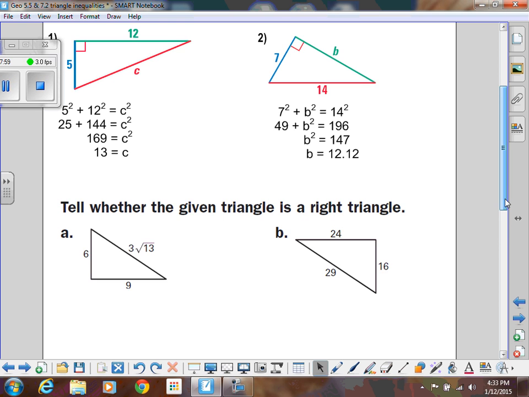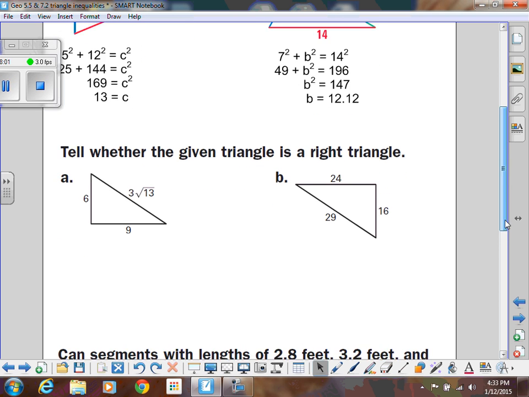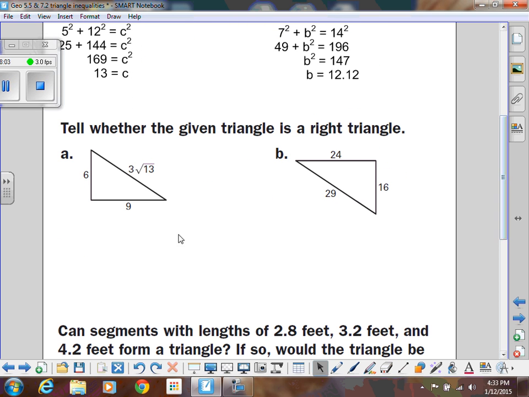Now what we're going to do is see whether a triangle is a right triangle or not. So if this is a right triangle, then it should work in the Pythagorean theorem. So that's what we're going to do. We're going to set this up as if it would work. So we're going to say, all right, 6 squared plus 9 squared is equal to 3 root 13 squared.